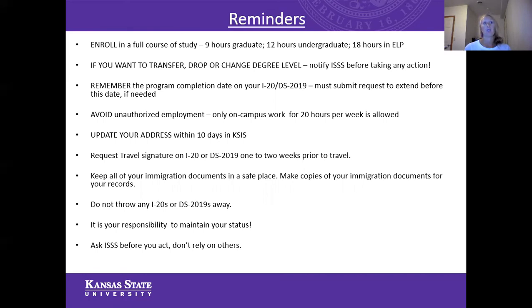If you want to transfer or change your degree level, anything that changes your academic program or status, you have to talk to our office. We need to make sure your SEVIS record is accurate and up to date. If you're going to a new school, that record has to be transferred to the new school, because then they take over monitoring compliance of that record. So always check in with our office about that. Remember the program completion date of your I-20 or DS-2019. This always needs to be accurate and in the future. If you're not going to finish, we need to extend it, and there's some paperwork that we have to do for that.